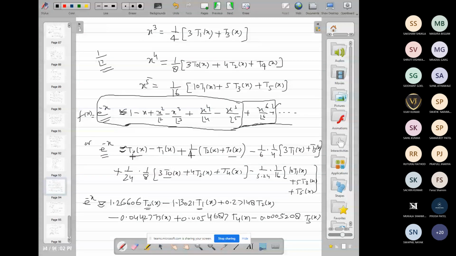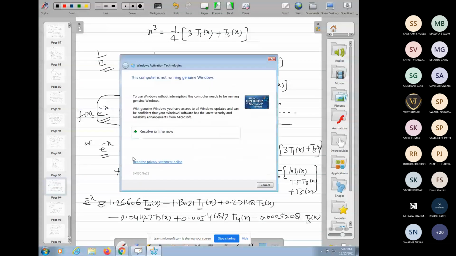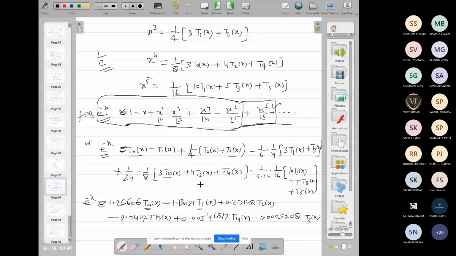So now this chapter is also finished. Next class we will discuss numerical differentiation and numerical integration.